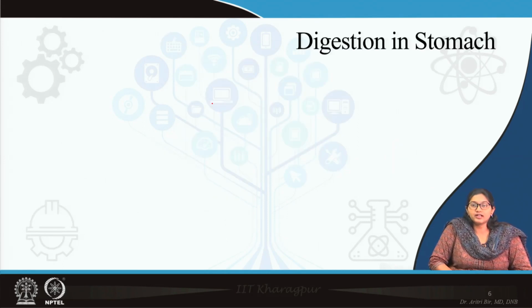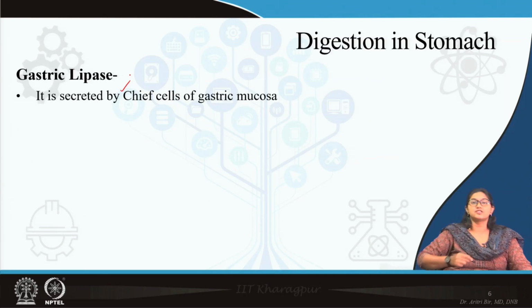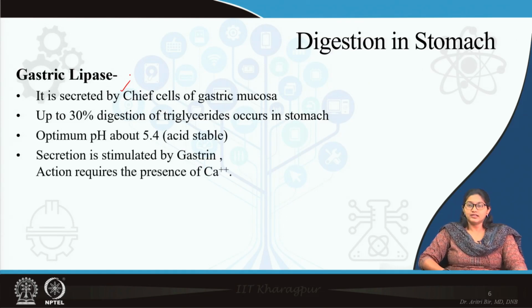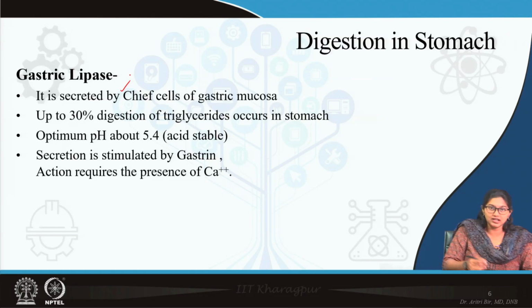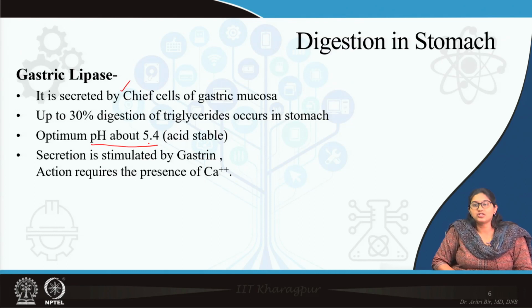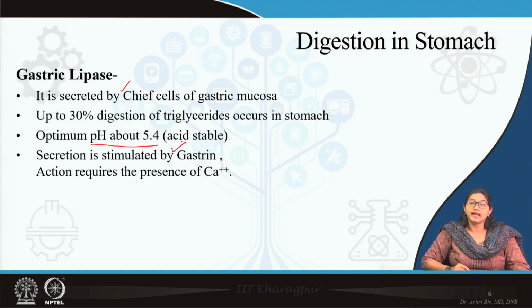Now, going to the stomach, in the stomach there is gastric lipase. Gastric lipase is secreted from the chief cells of the gastric mucosa. In the stomach, around 30% of the dietary triacylglycerol is digested. The stomach content is acidic, so gastric lipase is environmentally active in the stomach. It is acid stable and the optimum working pH is 5.4. The secretion of gastric lipase is stimulated by the gastrin hormone and its action requires calcium.